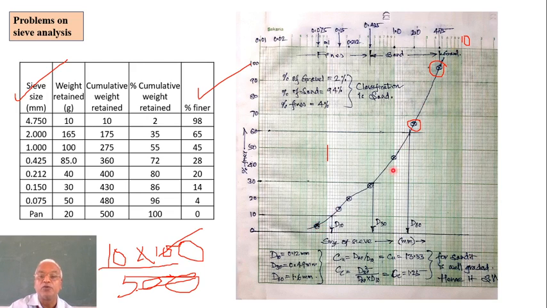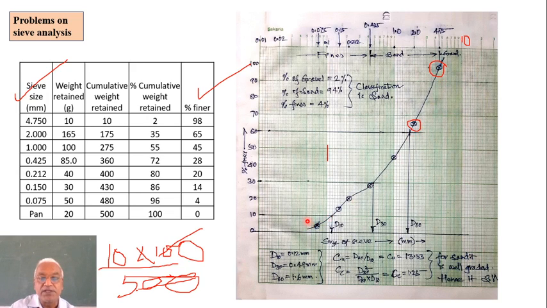Okay, this is how to draw the graph, and draw a smooth curve which passes through all the points. You cannot average the curve. That is the point to be noted. So you have to draw a smooth curve which passes through all the points.